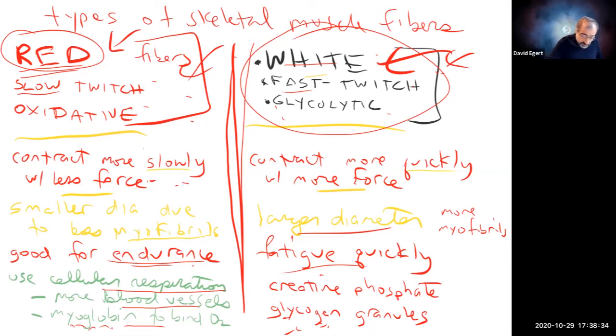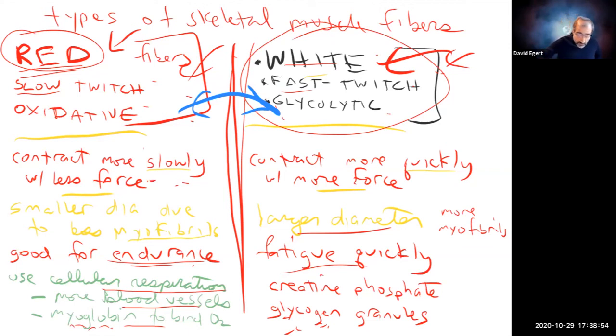What else? I should also mention there is a continuum. There are fast oxidative fibers, which tend to have faster contraction and yet are still more efficient and don't fatigue as quickly. So there is a continuum.